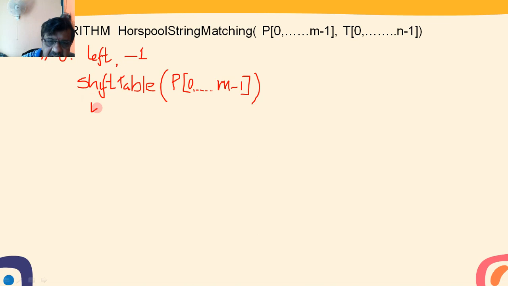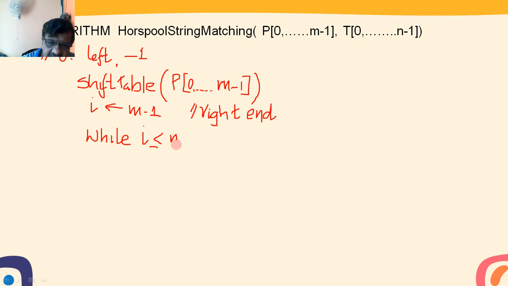Then we will start from i equal to m minus 1, because the index i will be at the m minus 1th location. This position refers to the pattern's right end. Therefore, i will never be at 0, even in the first iteration. It will be at the right end of the pattern, because the comparison happens from right to left. As far as the boundaries of i are concerned, it can go up to n minus 1, because that is the length of the text. While i is less than or equal to n minus 1, because i can move to a maximum extent of n minus 1 characters.